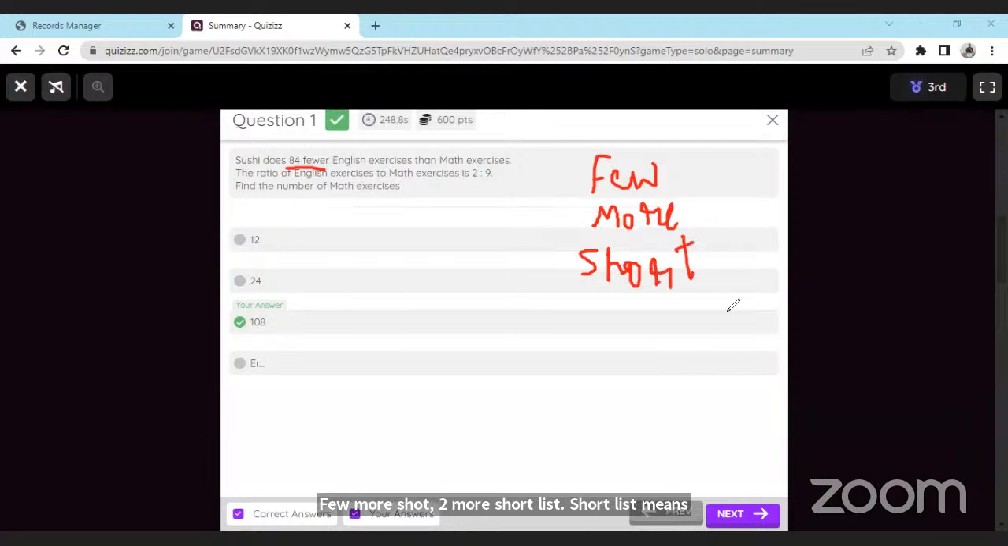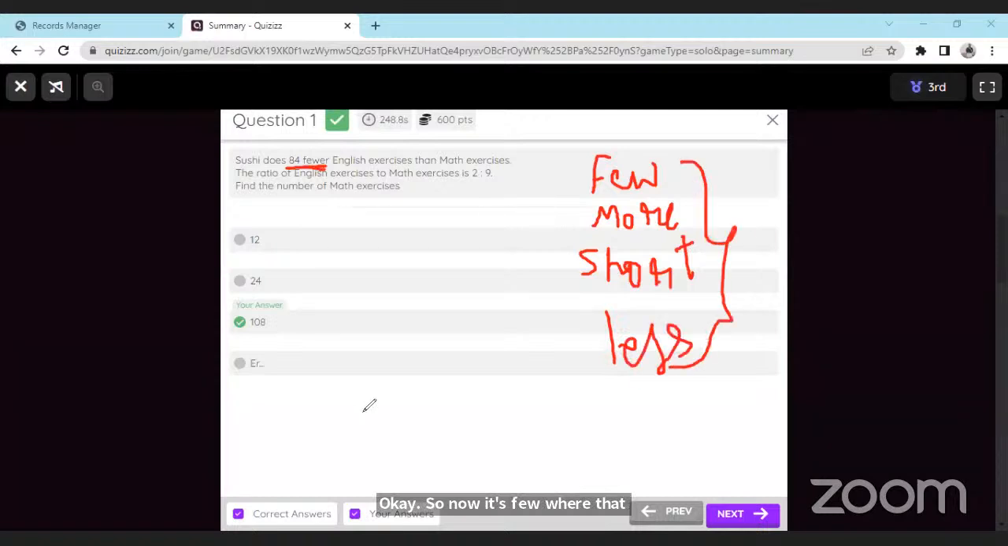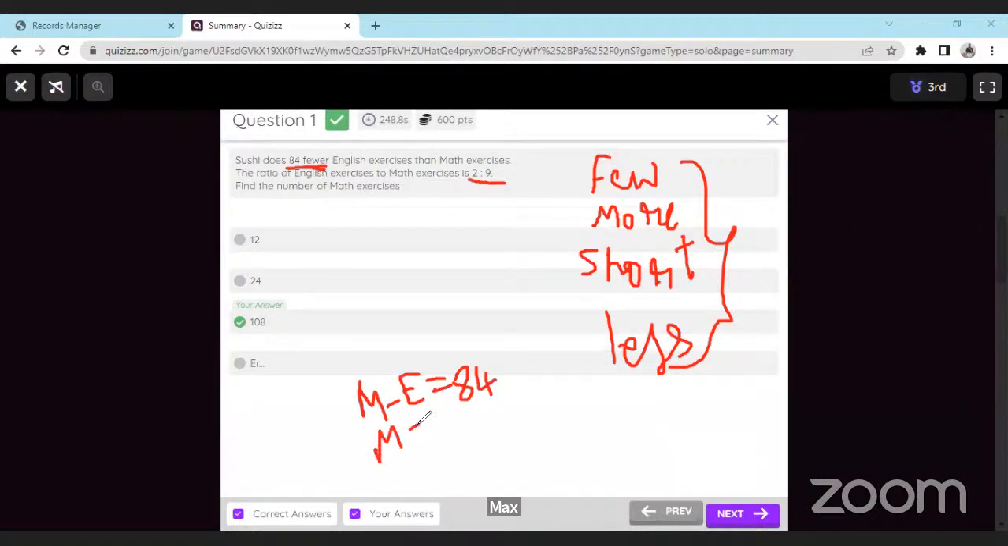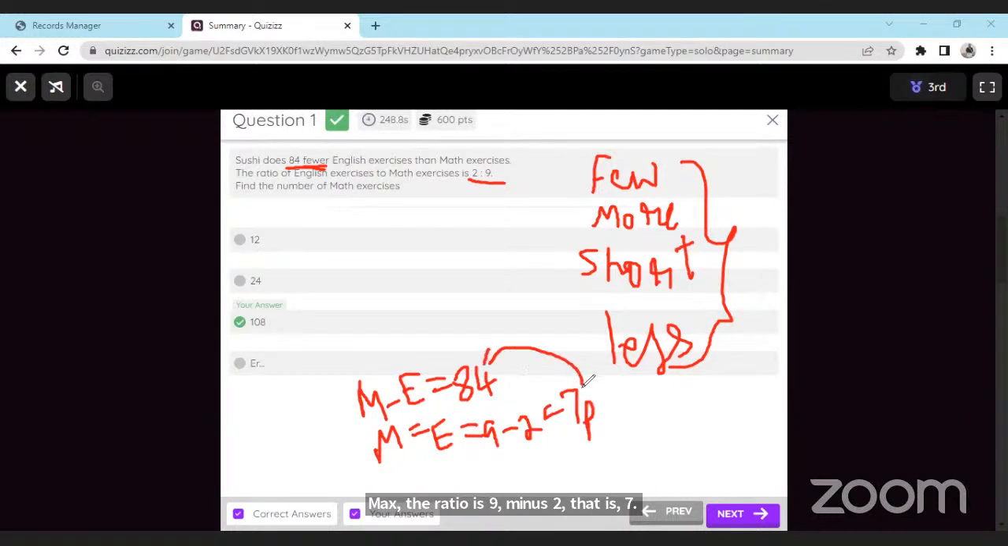Now it's fewer. That means the difference between English and Maths. So Maths minus English equals 84. Then I will subtract the ratio also. Maths minus English, the ratio is 9 minus 2, that is 7. These are both in equal proportion. 7 equals 84. Then 84 divided by 7, one part is 12.